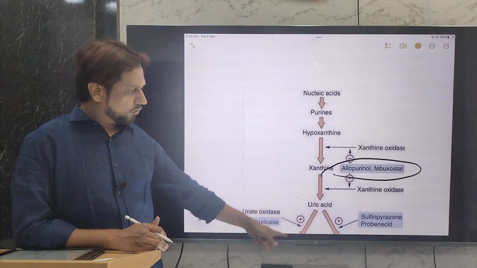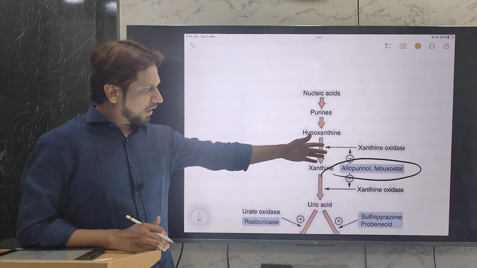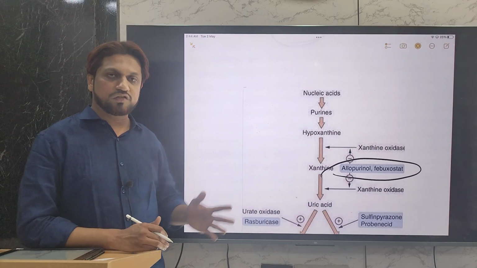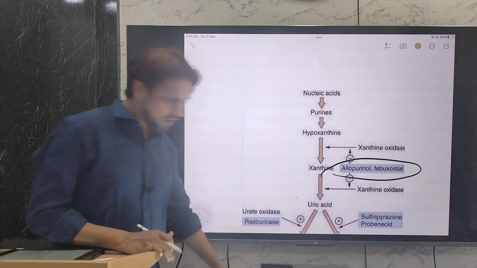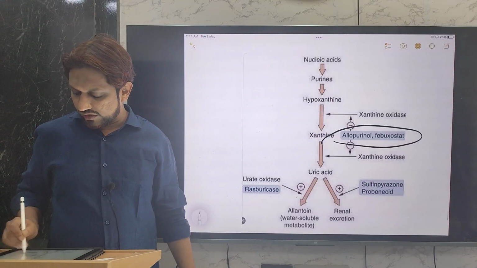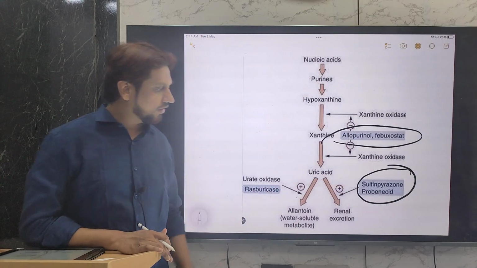That is how purine is converted into uric acid. So if we block this with allopurinol, this pathway is inhibited and there is less production of uric acid. Allopurinol and this newer drug febuxostat. Along with that, uricosuric drugs, that is increased excretion of uric acid by giving probenecid and sulfinpyrazone.